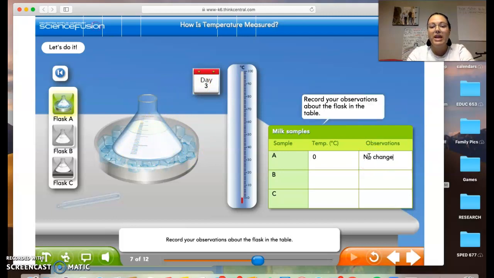I'm going to say no change. There was none of the milk evaporated out. The amount didn't change. It didn't change color. Nothing grew nasty in it. Looks the same to me.